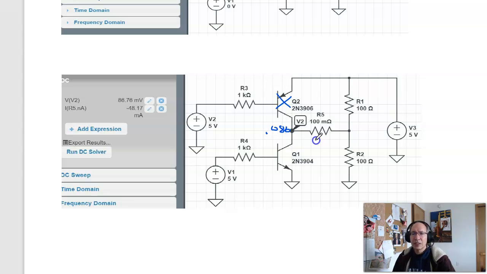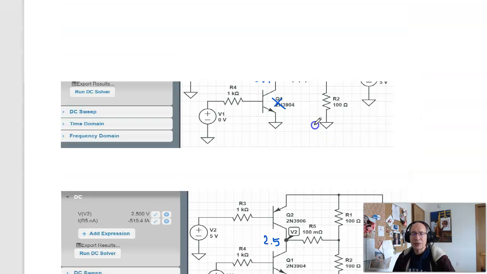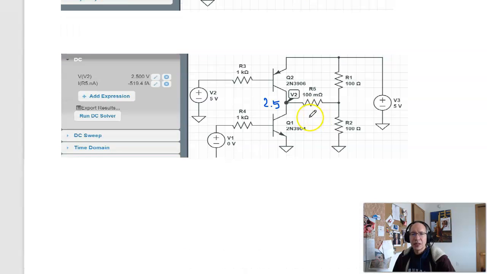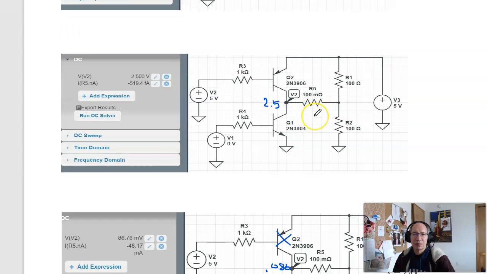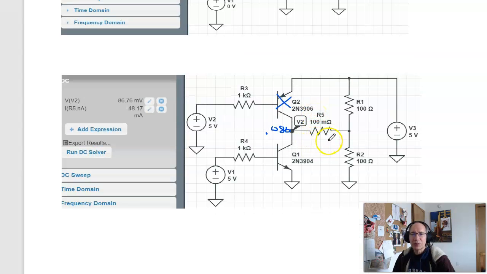In addition, I can see the current through the load. That's the 100 milliohm resistor. In this case, the current through the 100 milliohm resistor was plus 46 milliamps, minus 519 femtoamps, basically 0, and minus 48 milliamps, means minus 48 going right, plus 48 going left.